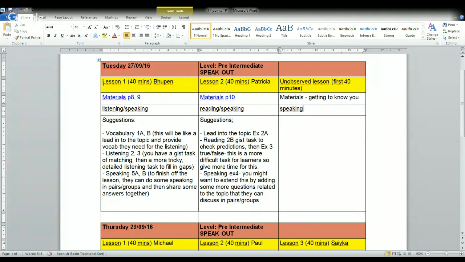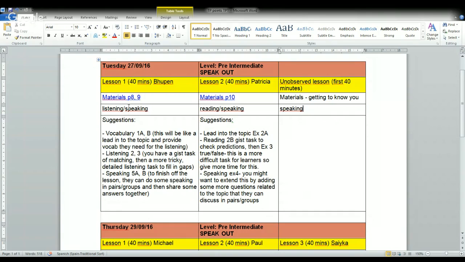There's lots of speaking in there. So then Bhupen at 7:10 will start his lesson for 40 minutes, going to 10 to 8. And the materials you'll see is page 8 and 9. And I have actually managed to put in a hyperlink, so this should take you to the link onto Fronter where you can find the materials. But I've already emailed them as well. And you'll be getting the real book on Thursday. But this is just in case, just so you know what I'm talking about.